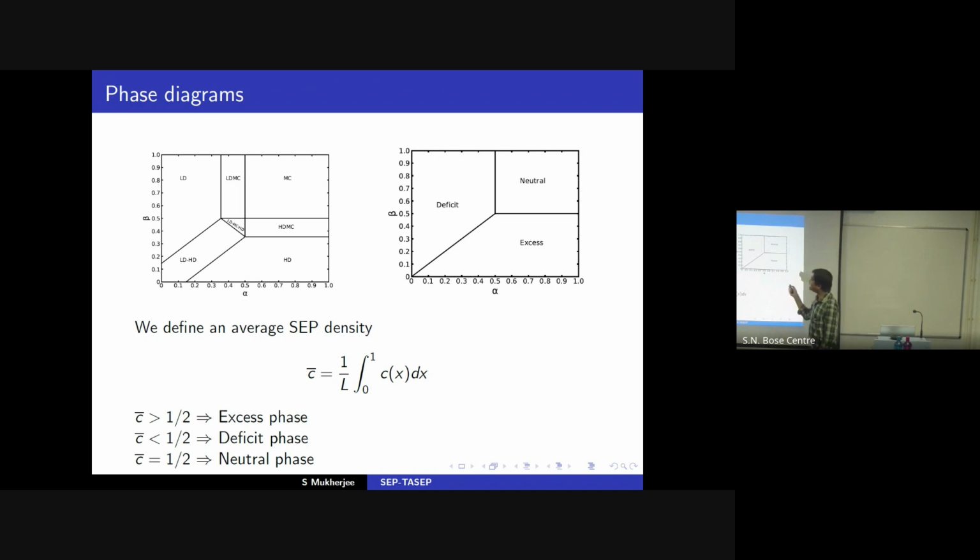We should mention that there is a correspondence between the passive phase diagram and the shape phase diagram. For example, with a system in the LD phase or in the LDMC phase, the corresponding phase in the shape channel will be deficit.